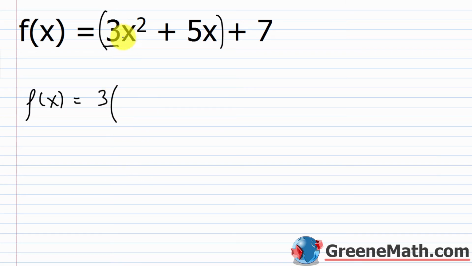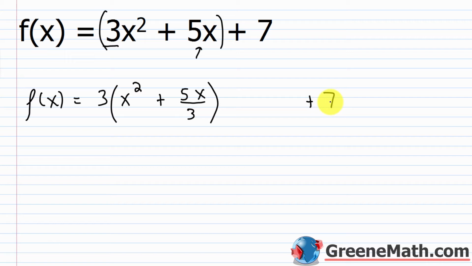And if I factored a 3 out from 3x squared, I would have x squared. If I factored a 3 out from 5x, what would I have? 5x divided by 3 is what I'm looking for there, because 3 times 5x over 3, the 3's would cancel and I'd be right back to 5x. Then I'd put plus 7, and I can move that out here. And I can go through the process now of just completing the square.